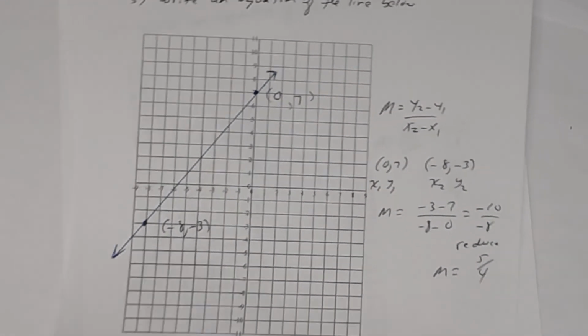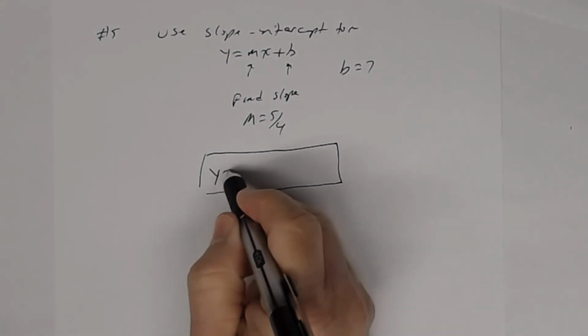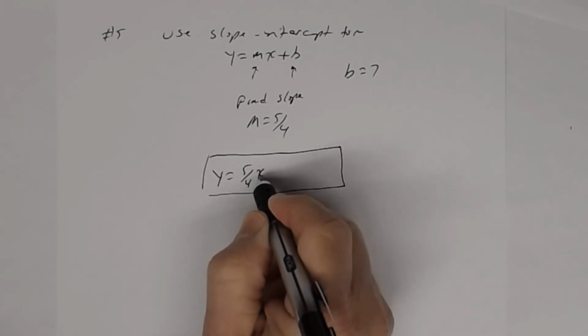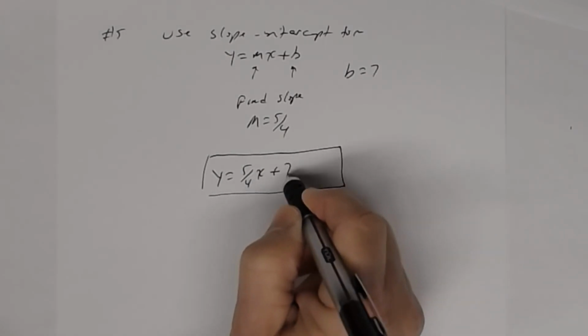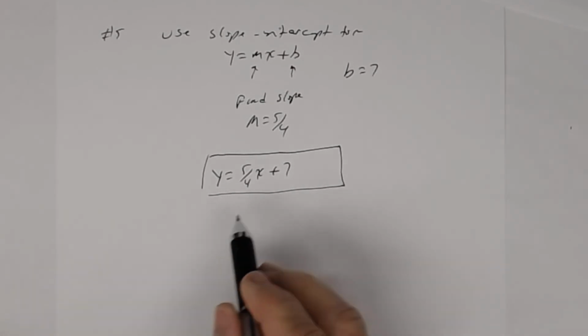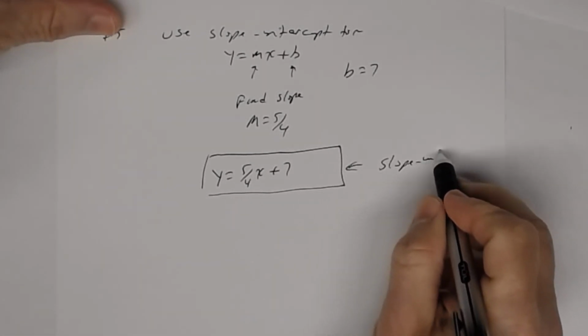All right, now once I know the slope, I know the answer now. So I get y equals 5/4 times x. So here's my slope times x, and then b is positive, so I just say plus 7. If b was negative, you say minus 7. All right, and that's it. Now, that's slope-intercept form, right? That's slope-intercept form.